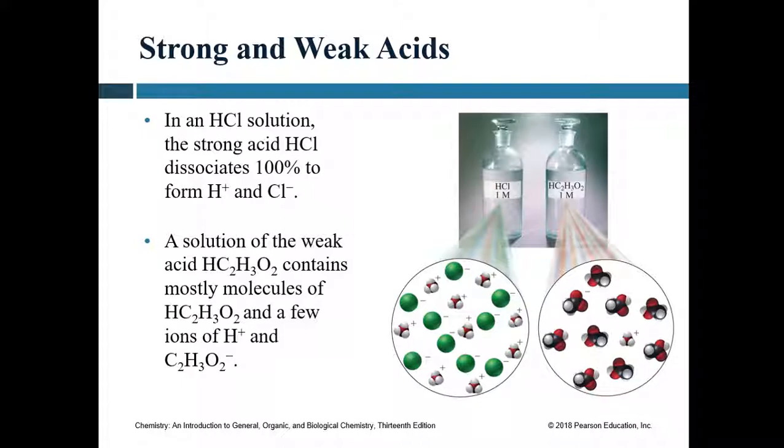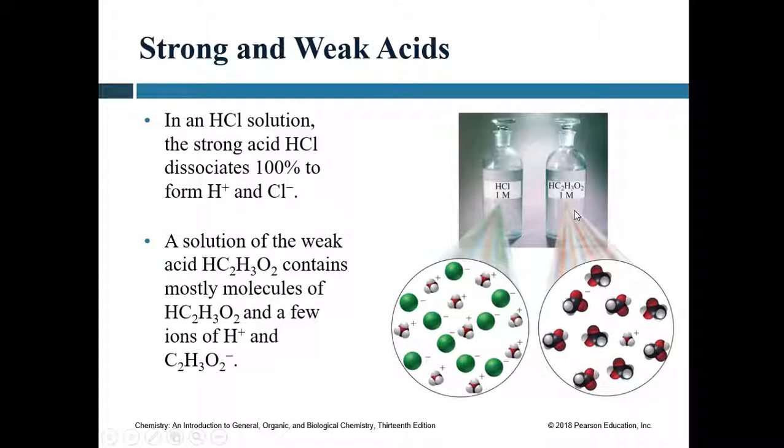Now, in an HCl solution, the strong acid HCl dissociates 100%. So again, we're talking about strong acid. So here's our HCl. It is a concentration of 1 molar. It is going to totally dissociate into our hydronium ion concentration and our conjugate anion, the chloride ion.